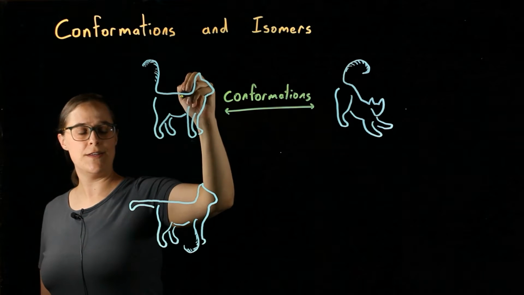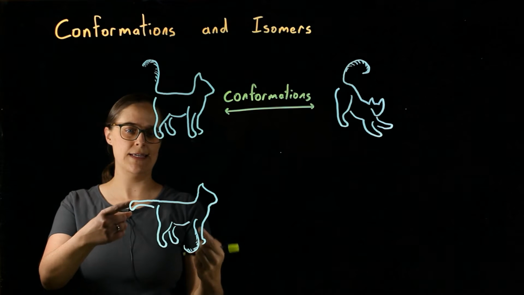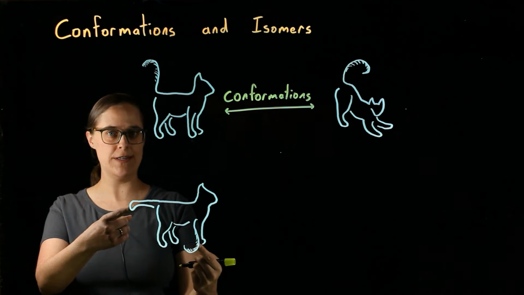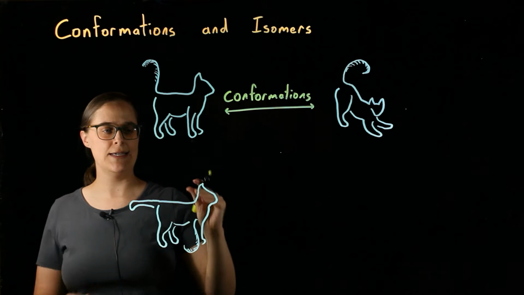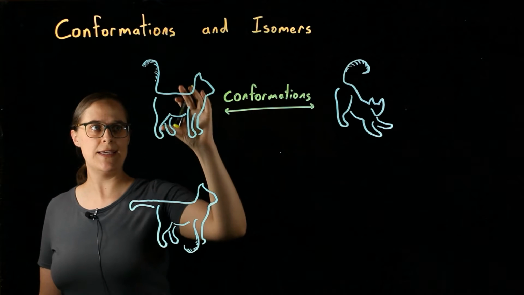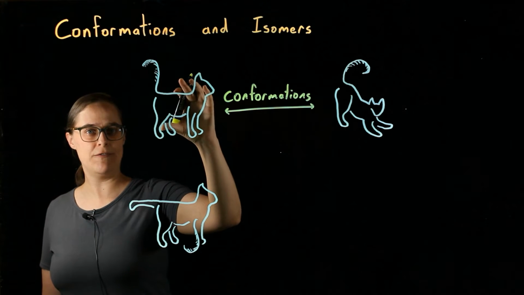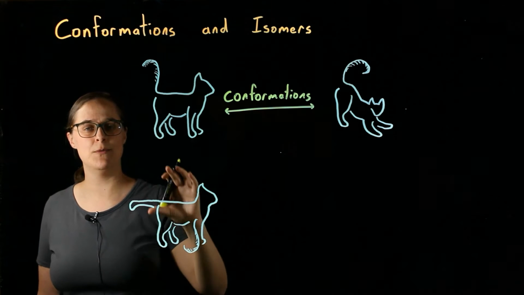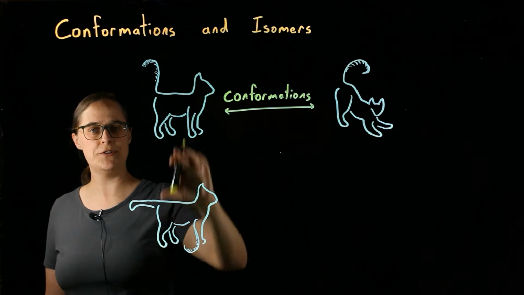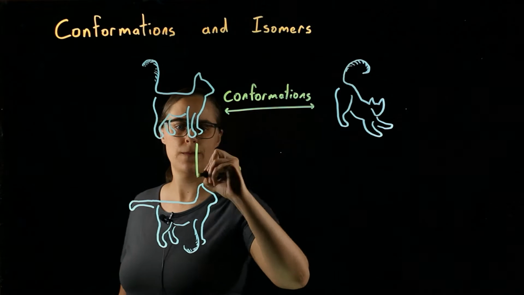Now, let's look at the cat on the top versus whatever this is down here. This is not a cat. Its tail and one of its front legs have traded places. This has all the same body parts as a cat, but a cat cannot just move and turn into this. The cat would have to be disassembled and reassembled differently. The relationship between these two is that they are isomers.